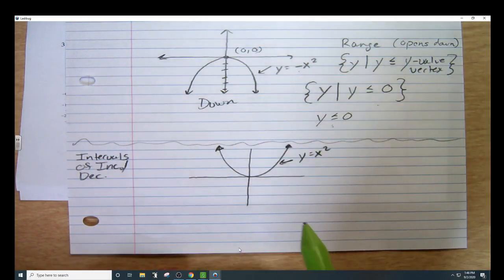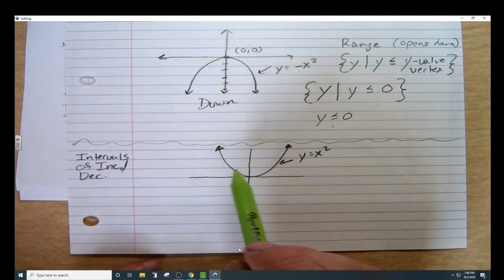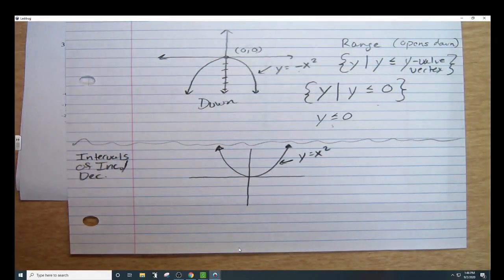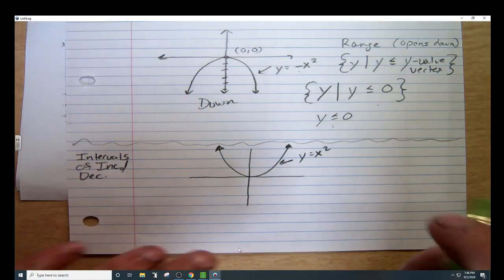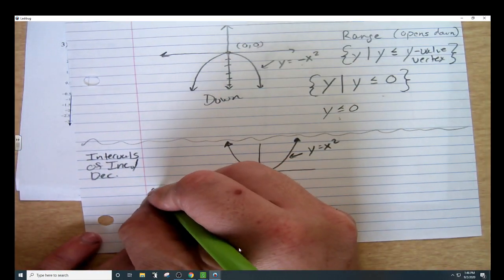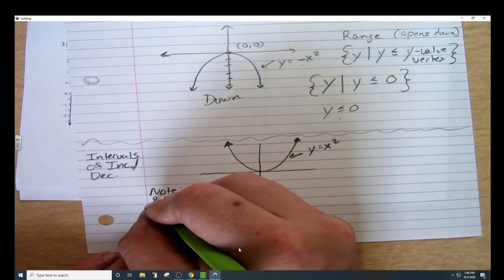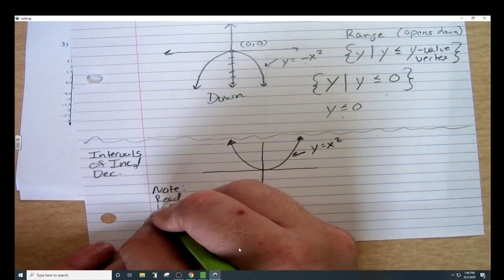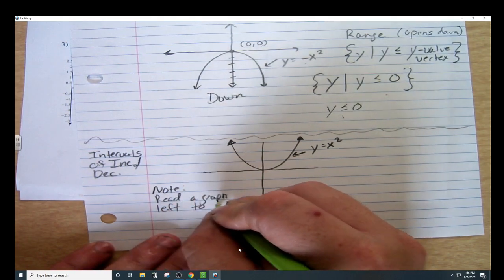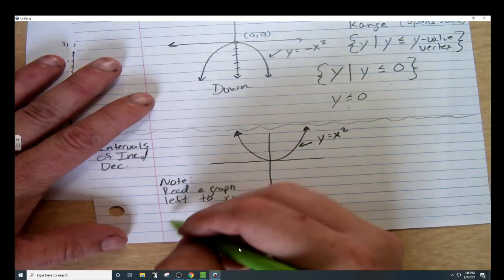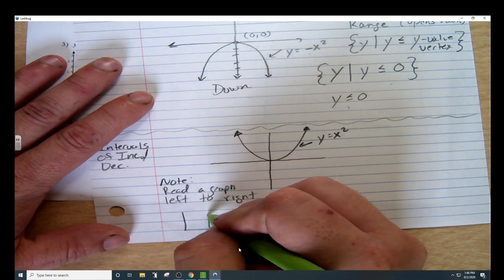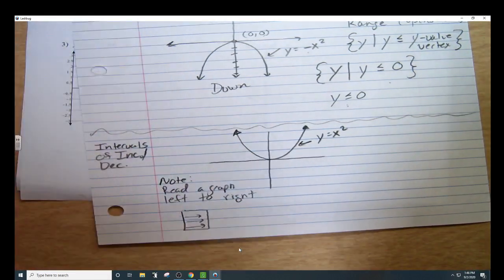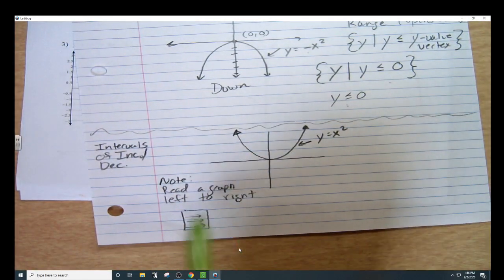Now, intervals of increase, decrease. Remember when you first started functions, linear was the first function that you studied. Now remember, you read a graph left to right, just like a book. If you got a book and this is the page of a book, you always read it left to right. When you get done, you just go to the next line, right? That's how you do it. You always read a graph like you read a book, left to right.